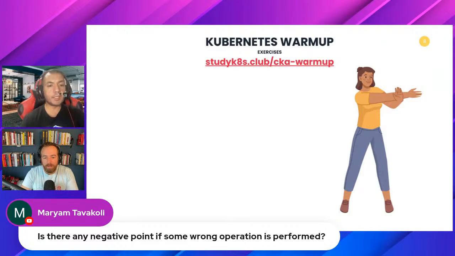Another question is, is there any negative point if some wrong operation is performed? No negative points. There is partial credit, there is no credit, but there's no negative points.